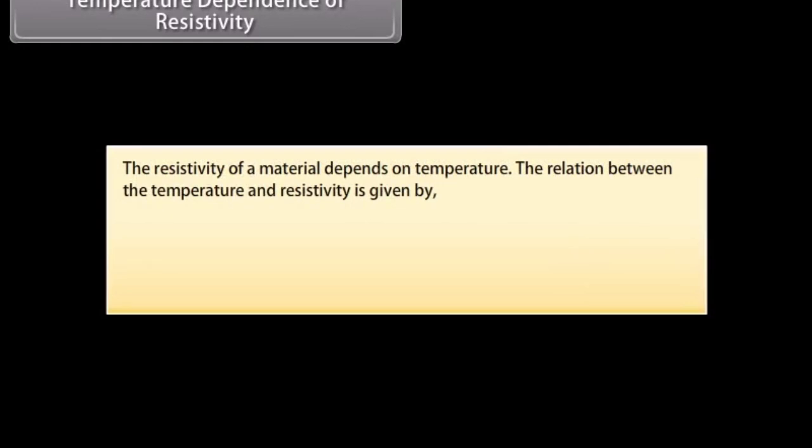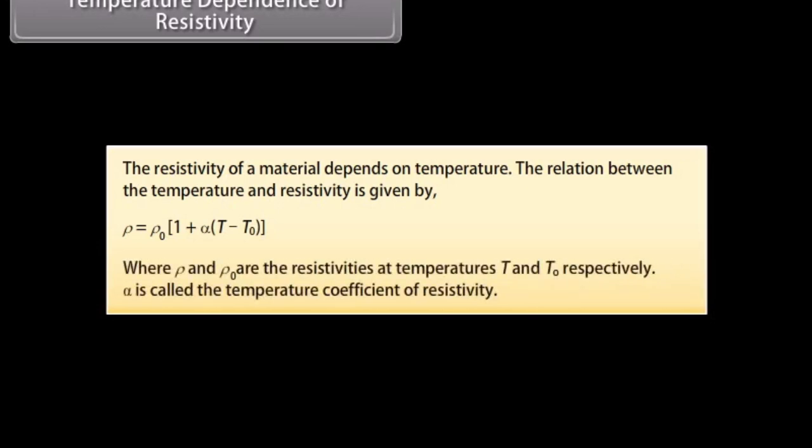Temperature dependence of resistivity. The resistivity of a material depends on temperature. The relation between the temperature and resistivity is given by ρ = ρ₀[1 + α(T − T₀)], where ρ and ρ₀ are the resistivity at temperatures T and T₀ respectively. Alpha is called the temperature coefficient of resistivity.